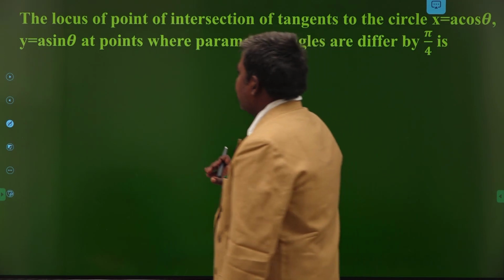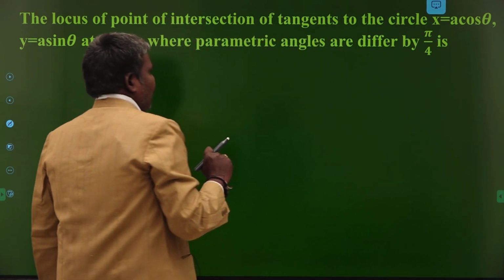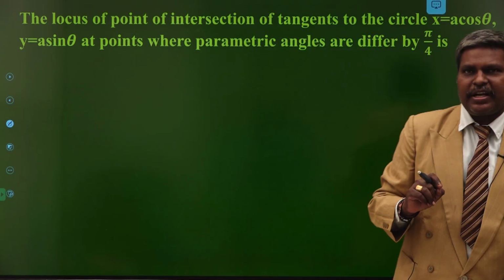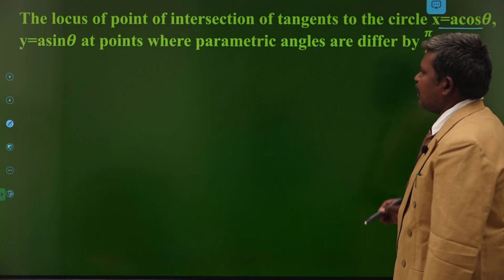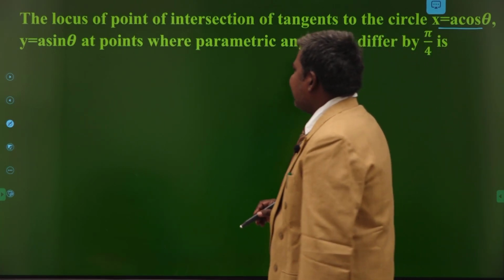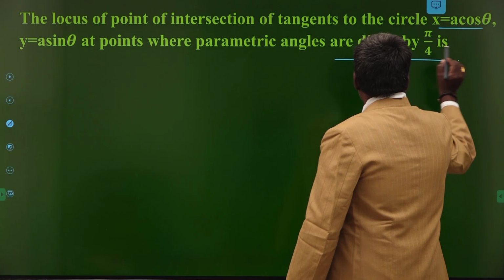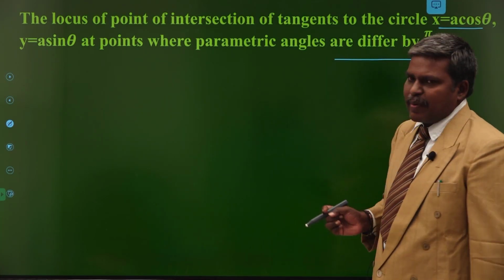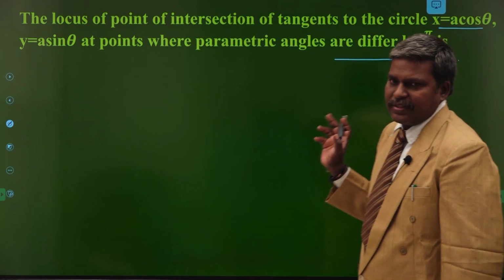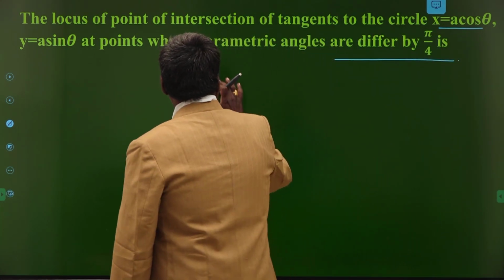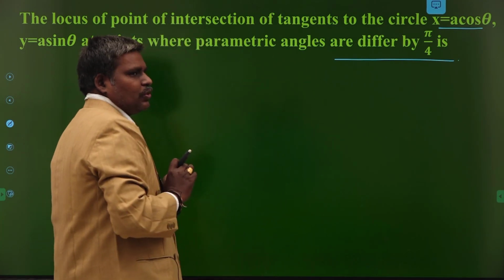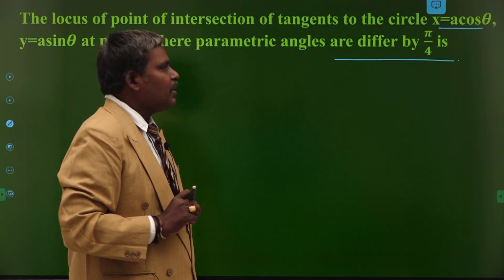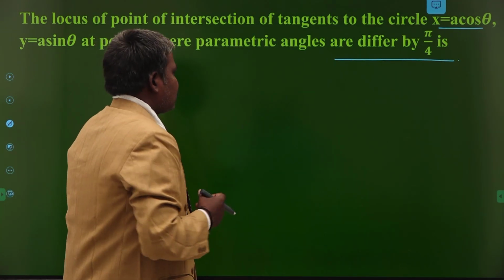See this question. The locus of the point of intersection of tangents to the circle x is equal to a cos theta, y is equal to a sin theta. The equation of the circle is given in parametric form. The tangents are at the points where the parametric angles differ by pi by 4. That is not the angle between the tangents. Locus of the point of intersection of tangents to the circle at the points whose parametric angles differ by pi by 4. Okay, let us try to draw the figure.